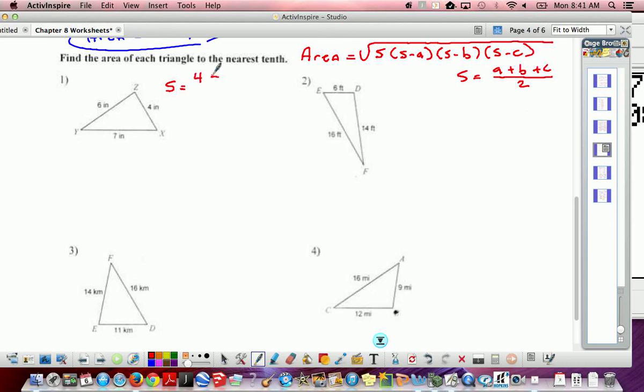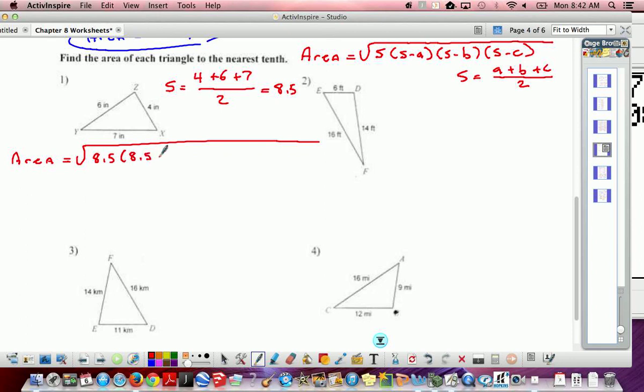On the first one, the first thing I always want to find is the semi-perimeter, S. So I go 4 plus 6 plus 7 divided by 2. So that's 17 divided by 2, which is 8.5. Now for my area, we're going to take the square root, it's going to be a big value here, of 8.5 times 8.5 minus 4, 8.5 minus 6, and 8.5 minus 7. So I just subtract each of the sides one at a time.